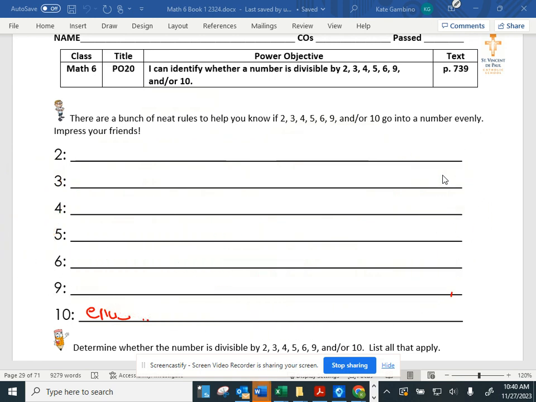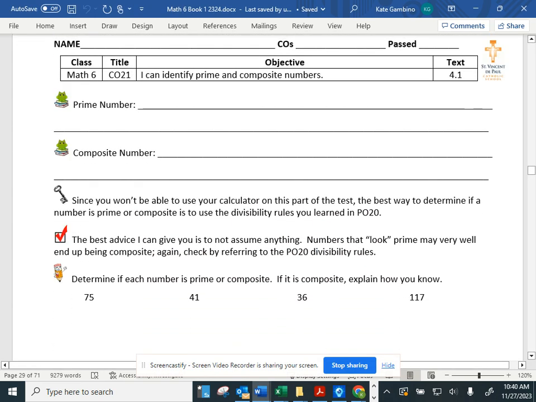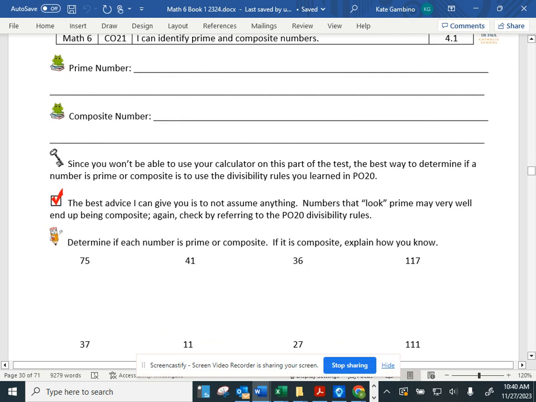So let's look at 21. I can identify prime and composite numbers. So we need to know what is a prime, what is a composite number. Who can tell me the definition of a prime number? What is a prime, Layla?